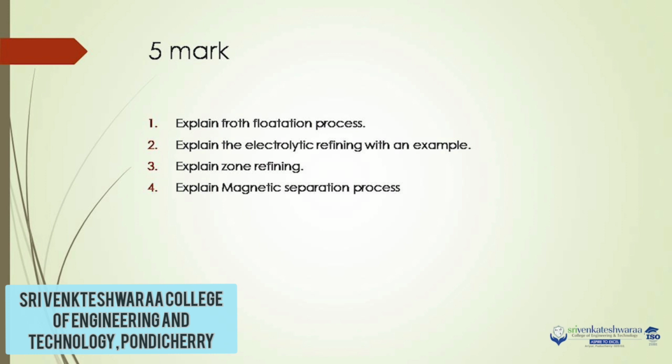Regarding electrolytic refining, that is the purification of metal by the process of electrolysis. You give an example for the purification of silver, where silver is purified by taking pure silver as the cathode, impure silver as the anode, and acidified silver nitrate solution as the electrolyte. These 3 points are most important.